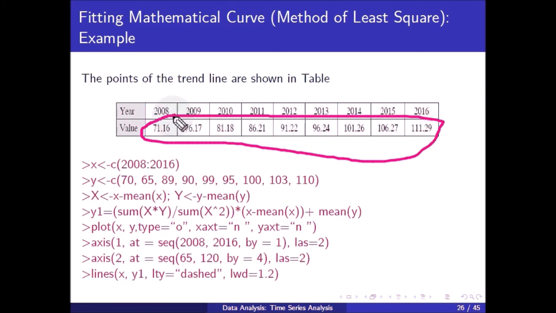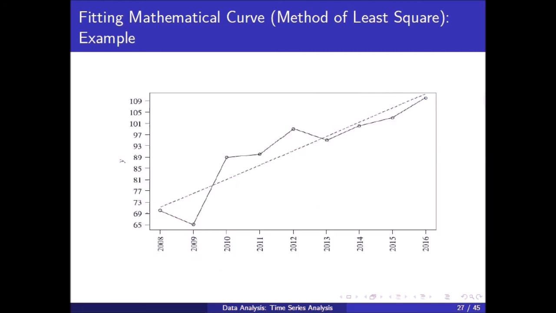And if you draw lines based on these values, we can get the trend. So these are the original data, these are the original points, and this is nothing but the trend we have got from the straight line equation.